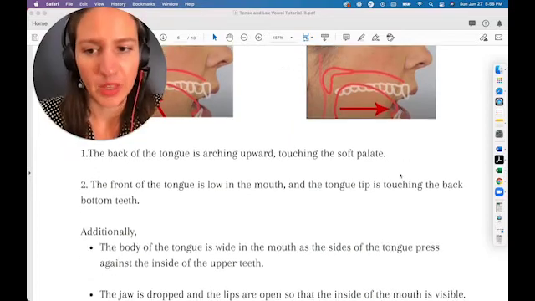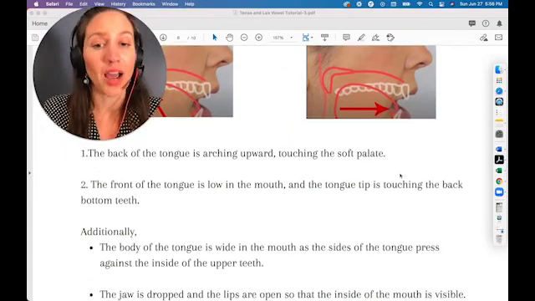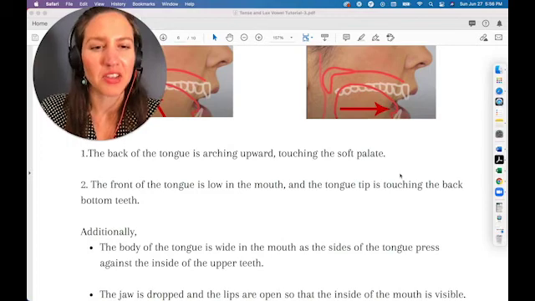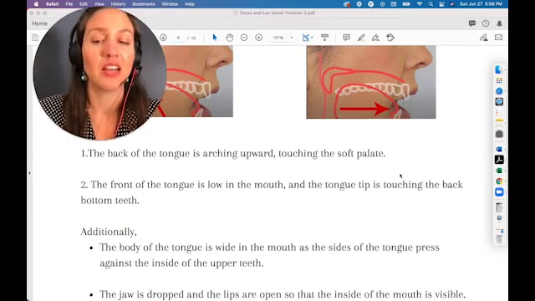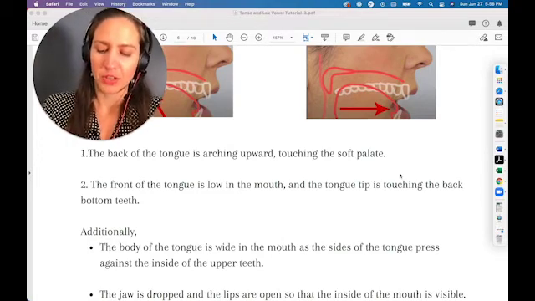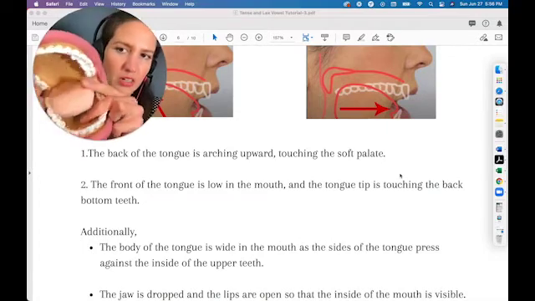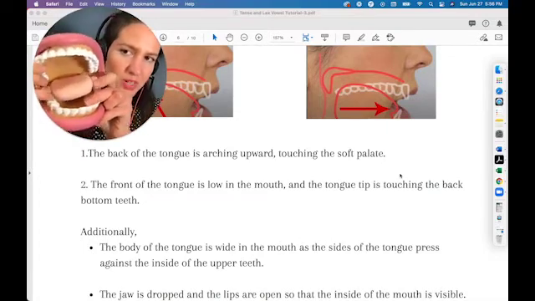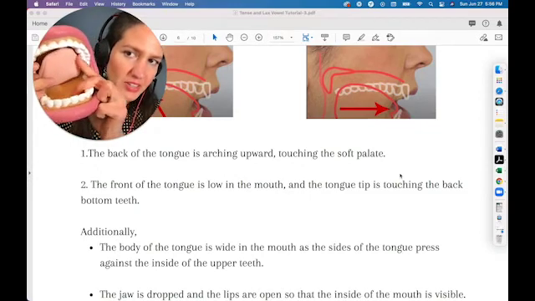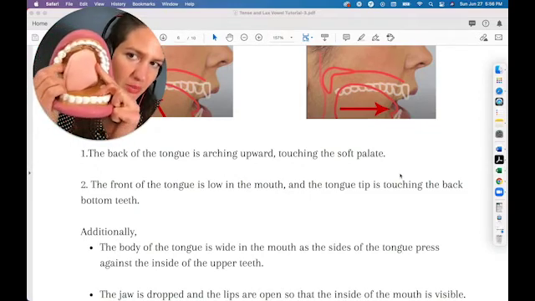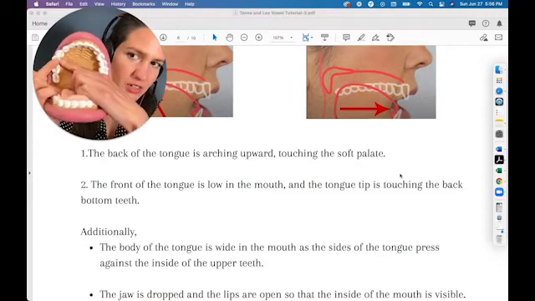Additionally, the body of the tongue is wide in the mouth as the sides of the tongue press against the inside of the upper teeth. So the sides of the tongue will be wide, pressing against the inside of the upper teeth, right here and here.